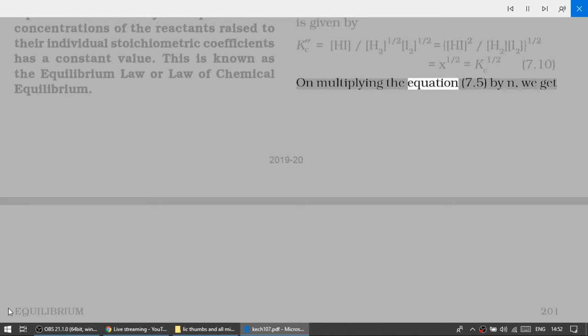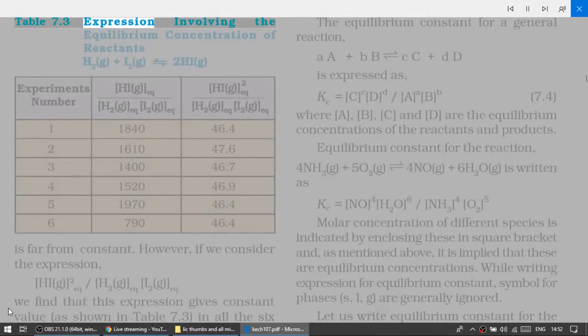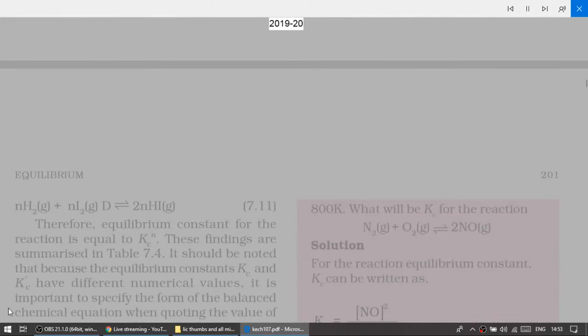On multiplying equation 7.5 by n, we get the expression involving the equilibrium concentrations of reactants nH2(g) + nI2(g) ⇌ 2nHI(g) (7.11). Therefore, the equilibrium constant for the reaction is equal to Kc^n. These findings are summarized in Table 7.4.